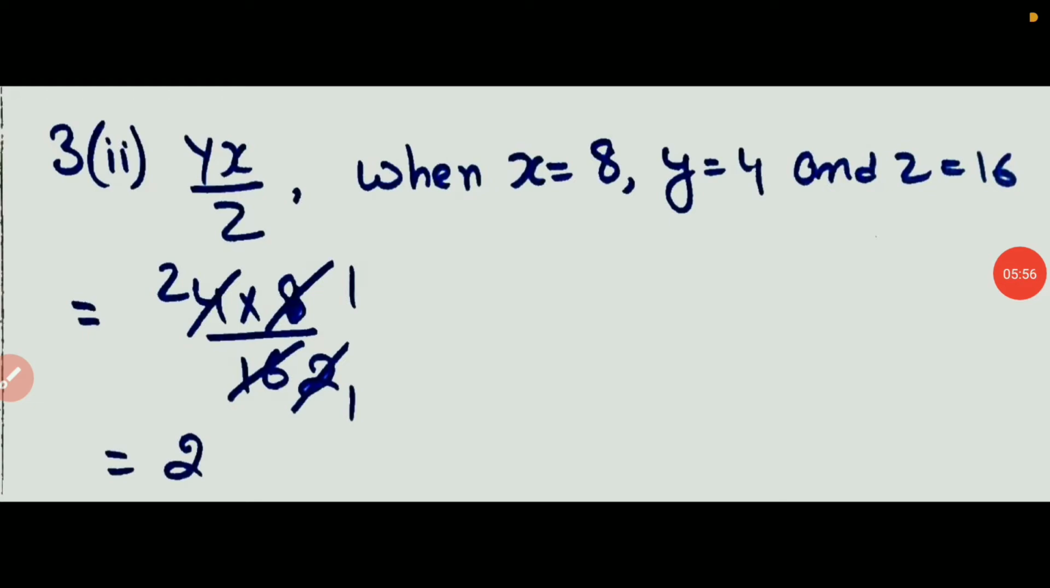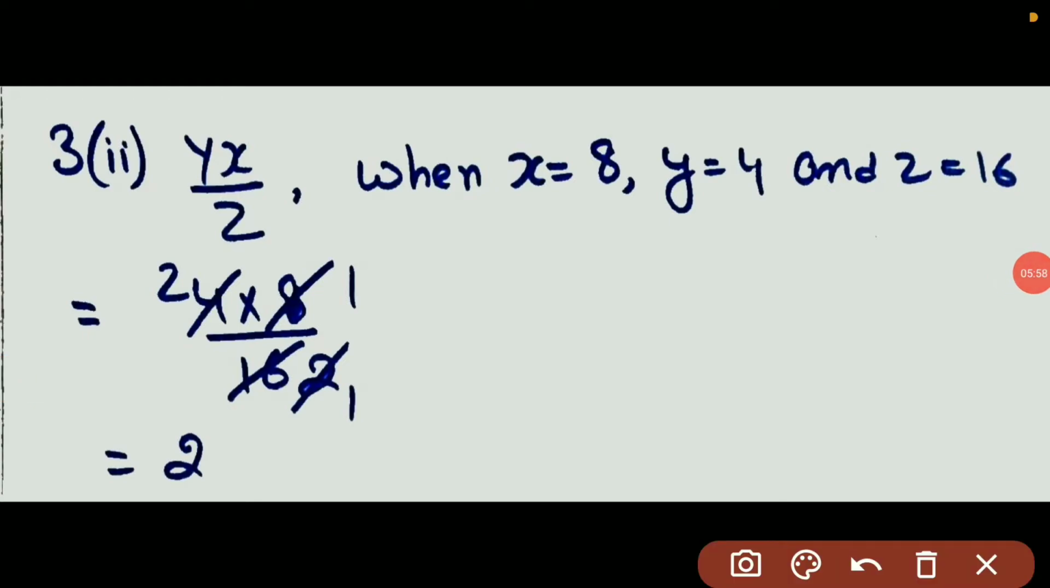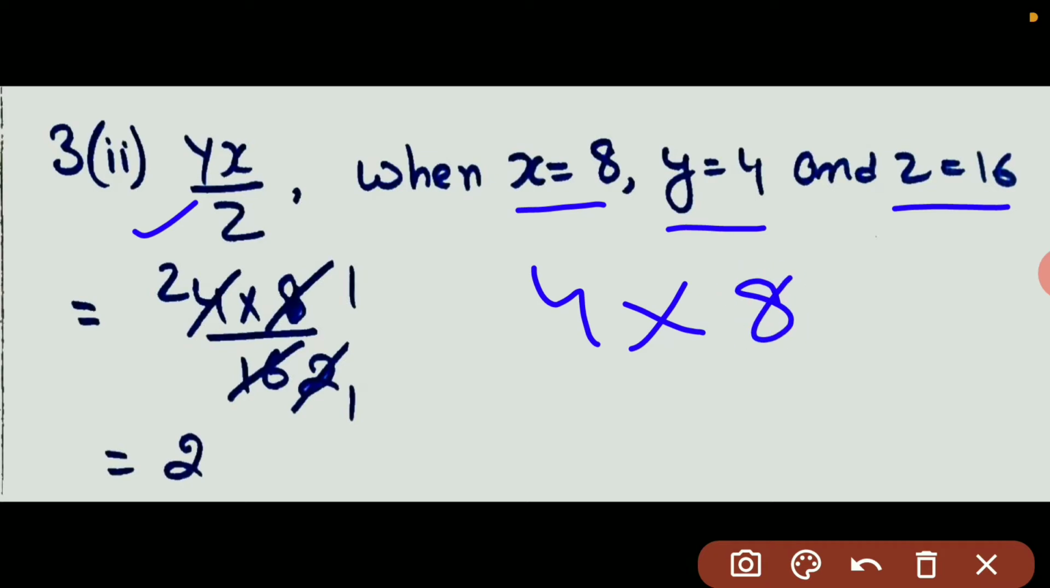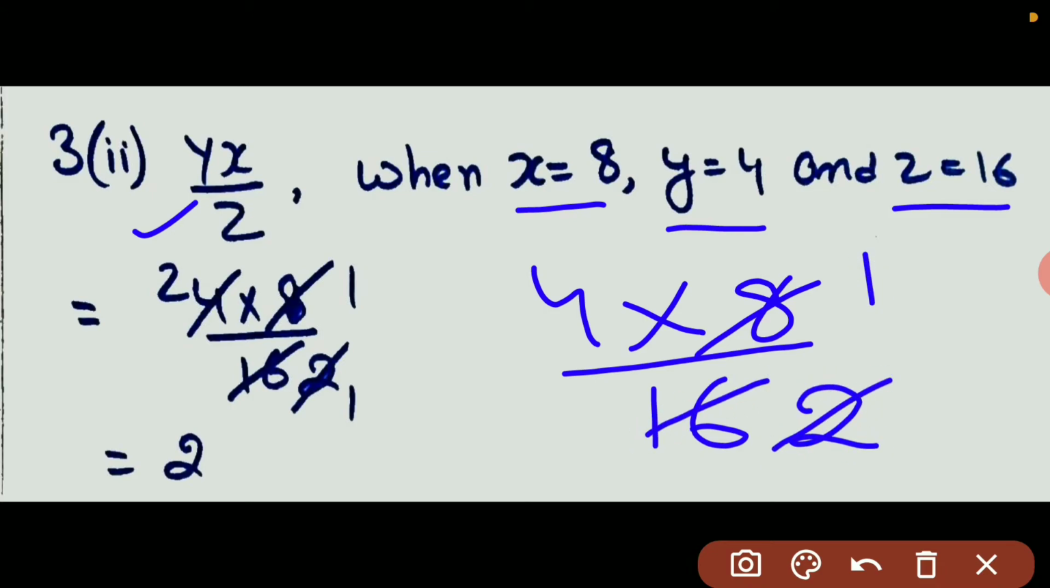Coming to question number 3.2, the question reads as yx upon z when x equals to 8, y equals to 4 and z equals to 16. So here I have written actually 4 multiplied by 8 upon 16. So here 8 1 times and 8 2 times, 2 1 time and 2 2 times. So the answer will come 2. This is how we are supposed to do number 3.2. Let us try to solve number 3.3.